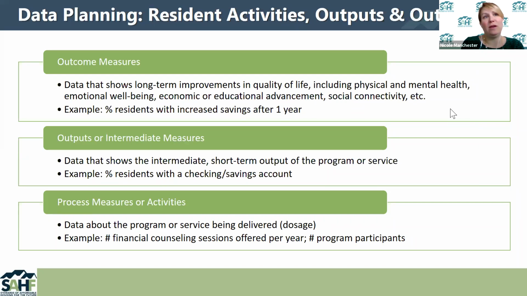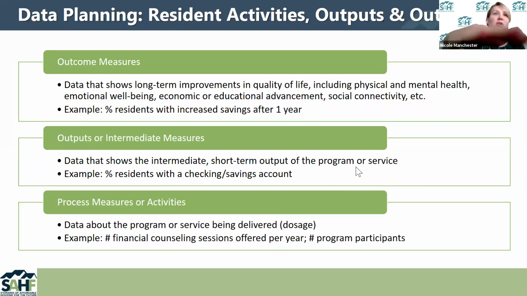or it could be one more step further than that. If you're doing financial coaching or financial counseling, for example, it could be the percentage of residents that a service coordinator helped open a checking or savings account, or the number of referrals the service coordinator was able to make to outside partners. And then the last step is looking at outcome measures and more long-term impacts, and hopefully improvements in quality of life, such as physical and mental health, emotional well-being, economic advancement, social connectivity, particularly for seniors, etc. Again, with the financial coaching example, it could be the percentage of residents that increased their savings after a year, or gained employment, or something like that.